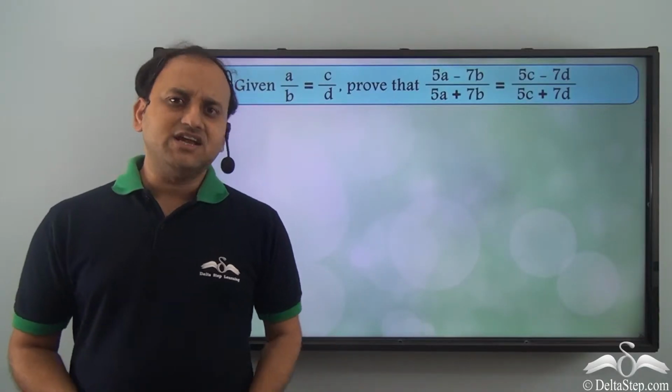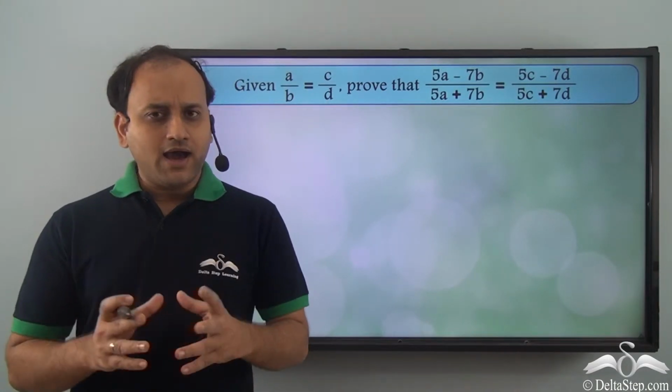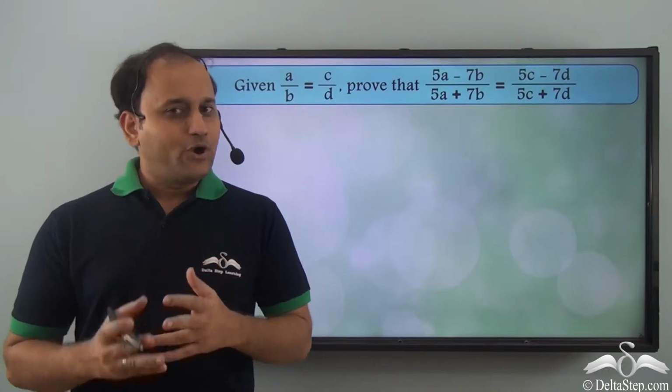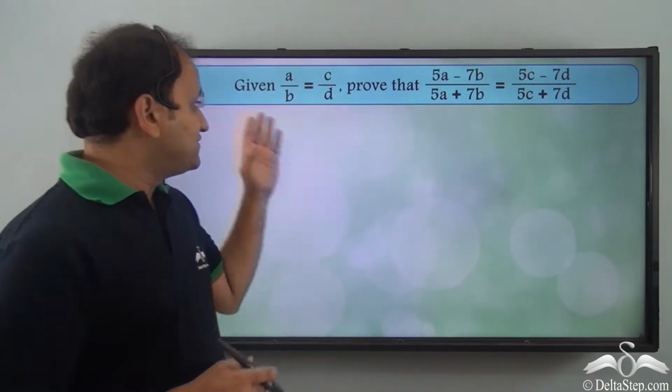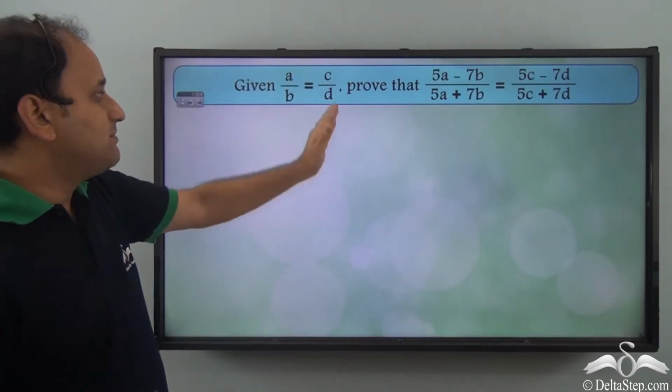We have already studied different properties of ratios and proportions. Now, let's apply these properties to solve some problems. So, we have this question here. Given a by b is equal to c by d.